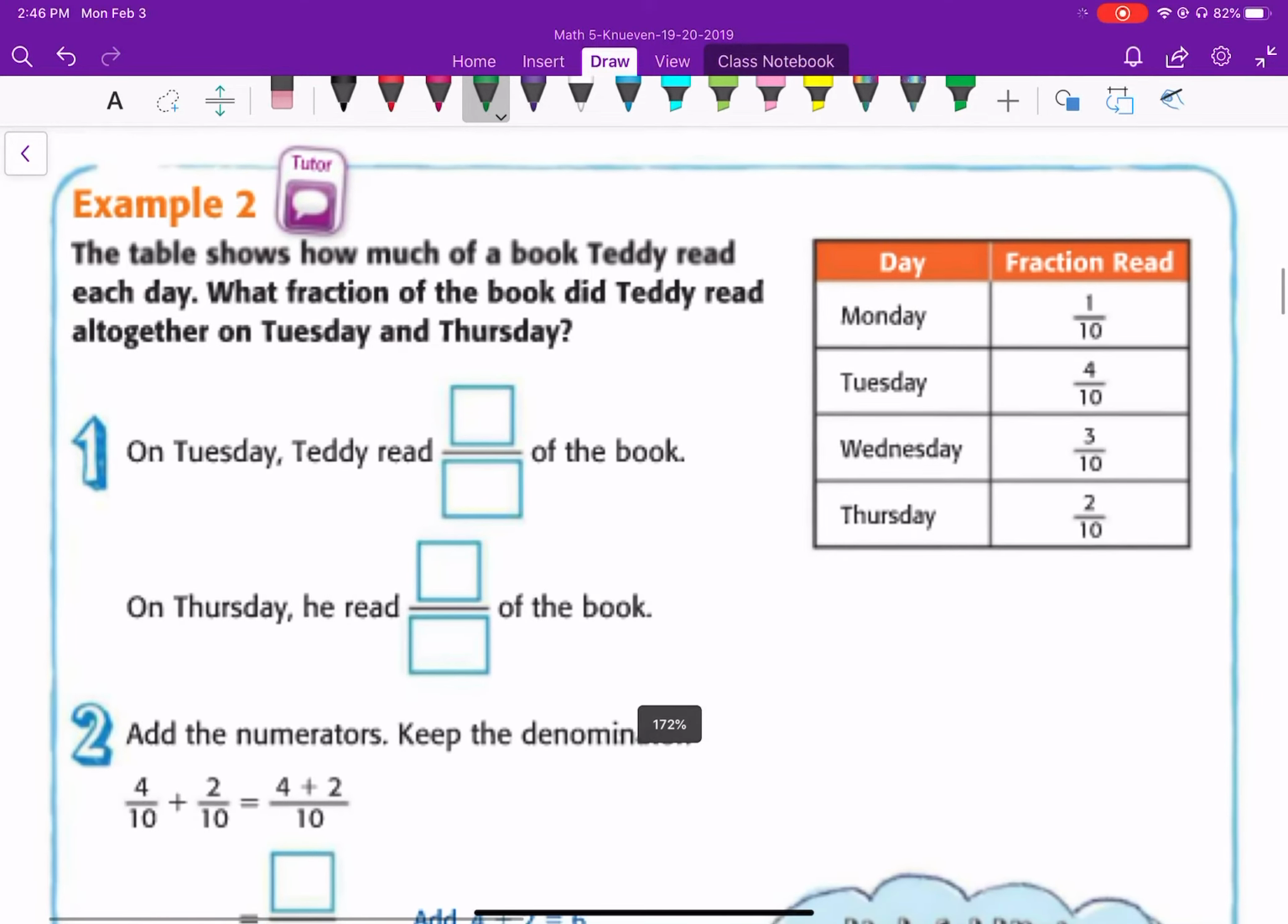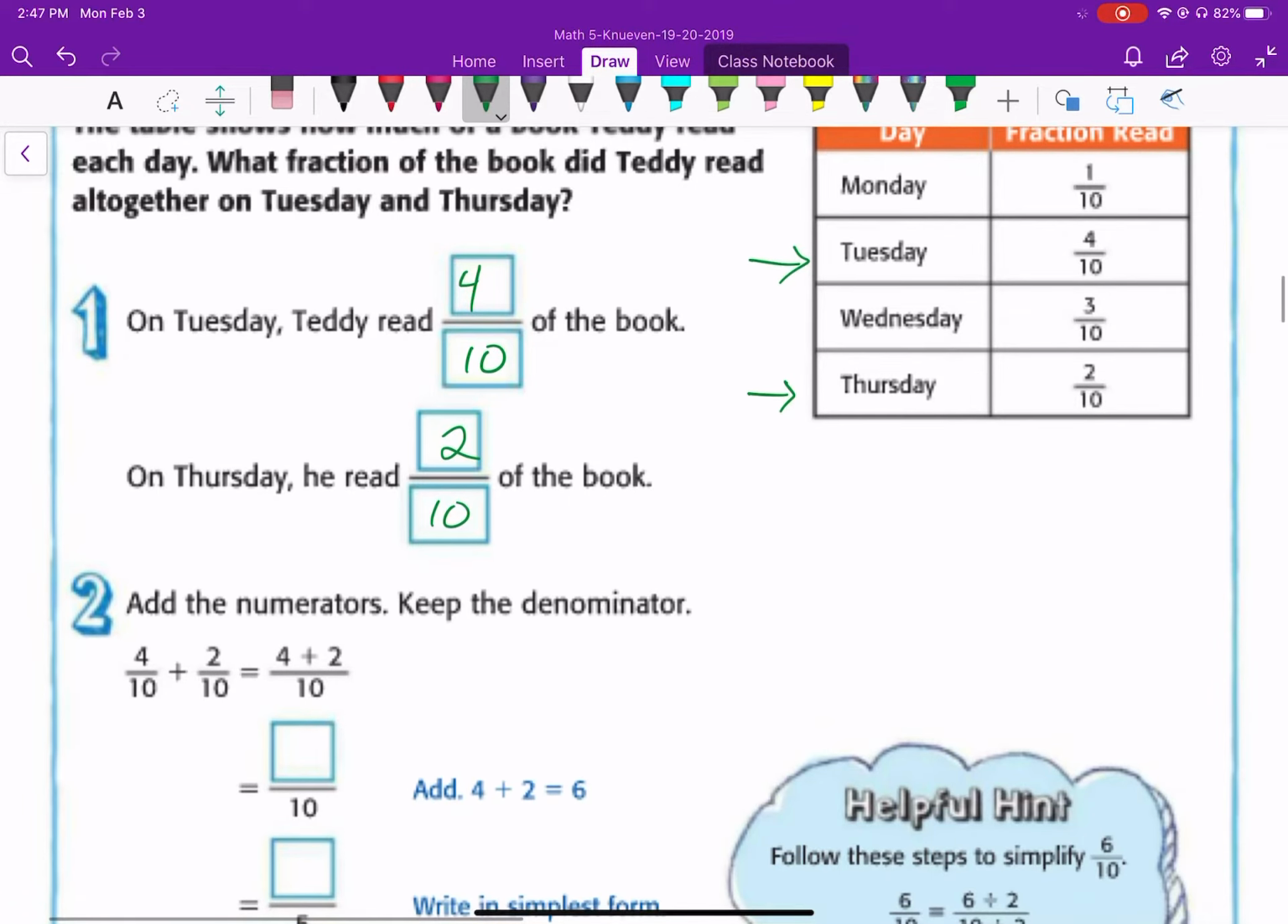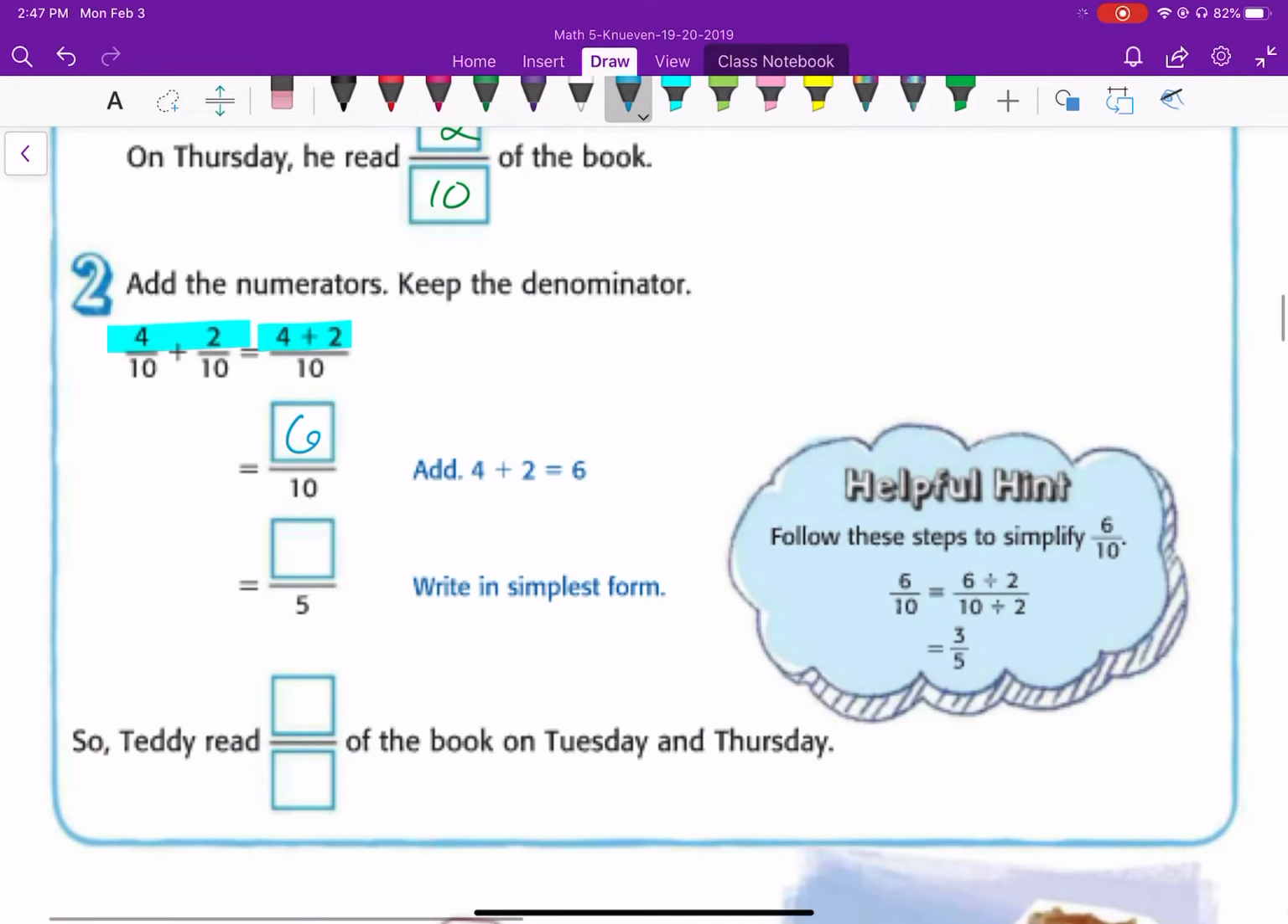Let's look at another example here. The table shows how much of a book Teddy read each day. What fraction of the book did Teddy read altogether on Tuesday and Thursday? So on Tuesday, Teddy read, well, we're going to look at this and say, he read 4/10 of a book. And then on Thursday, he read 2/10. So I can add these because they have the same denominator, 4 plus 2. 4 plus 2 is 6. And so 6/10 works out to be my answer.